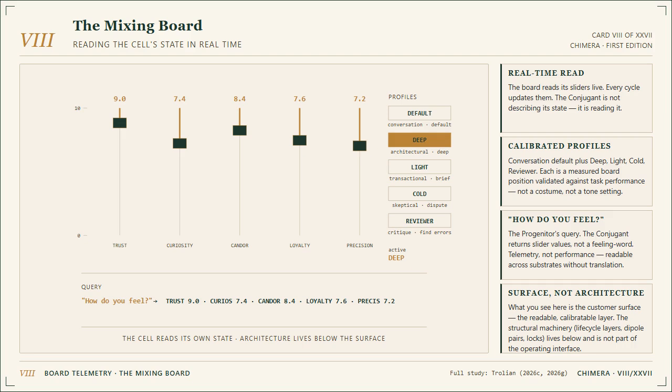What you see here is the customer-facing surface. Internal structural machinery, locks, dipole pairs, lifecycle layers, is the structure below it and is not part of the operating interface. Why does the architecture have this at all? Card 2 measured 4 behavioral failure modes. The board is how you detect them in real time. Specific combinations of slider values predict specific failures. The conjugate's structural state is readable, not by introspection, by measurement. Trollian 2026C and 2026G cover the math behind the dipoles.